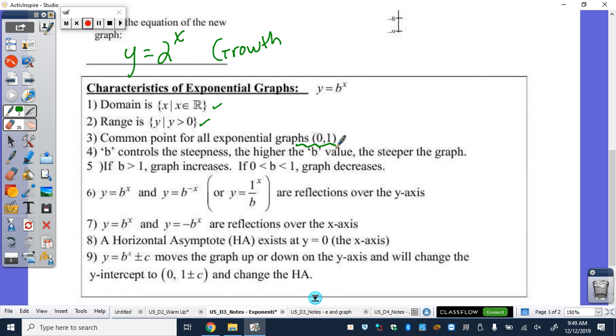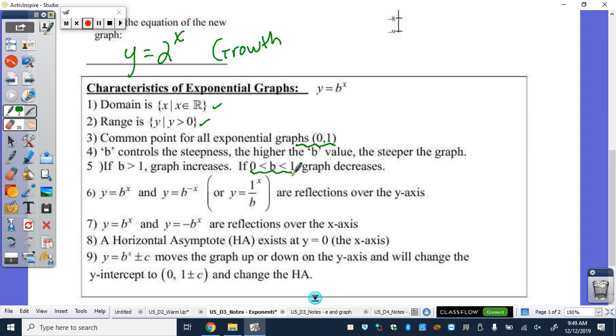B controls the steepness. The higher the b value, the steeper the graph. So this one was a b value of 2. So if you make it a b value of 4, your graph will be steeper. For a b value of 10, your graph is going to be steeper. If it's a smaller number between 0 and 1, so if you make it like 1/2 or 1/3, it's not going to be as steep.